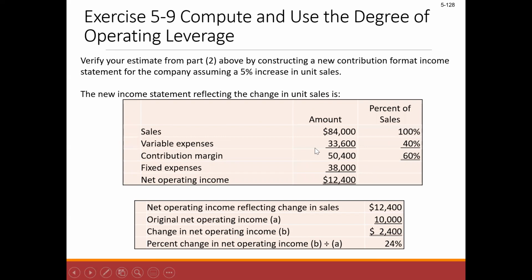Verify it. So, if we initially had $10,000 of income, now because of this change, we have $12,400 of income, which means it went up $2,400 divided by the original $10,000 income. We've got a 24% increase.